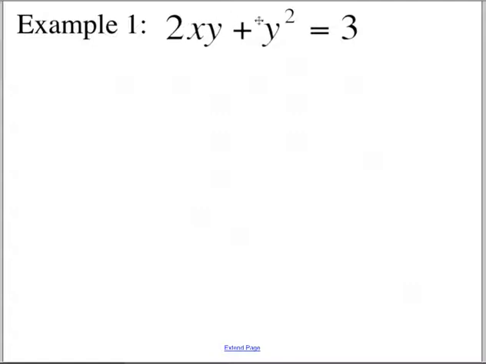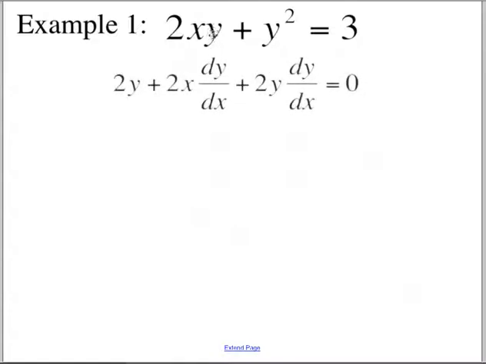Okay, so the very first thing I'm going to do with my 2xy, I'm going to use product rule, and then with my y squared, that would just be 2y, and then I have to use chain rule and also multiply it by dy dx. And so this is what it looks like. So using the product rule, I have 2 times y plus 2x dy dx. dy dx is the derivative of y with respect to x. And so these first two terms is just the derivative of the 2xy. Then derive y squared and you get 2y dy dx, and then the derivative of the right side is just going to be 0.